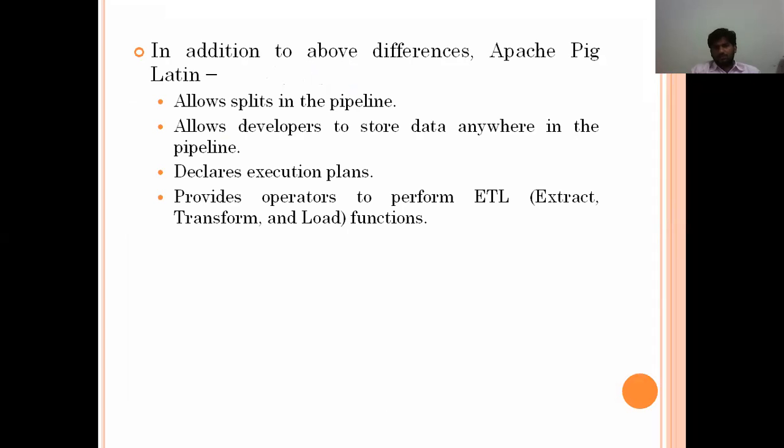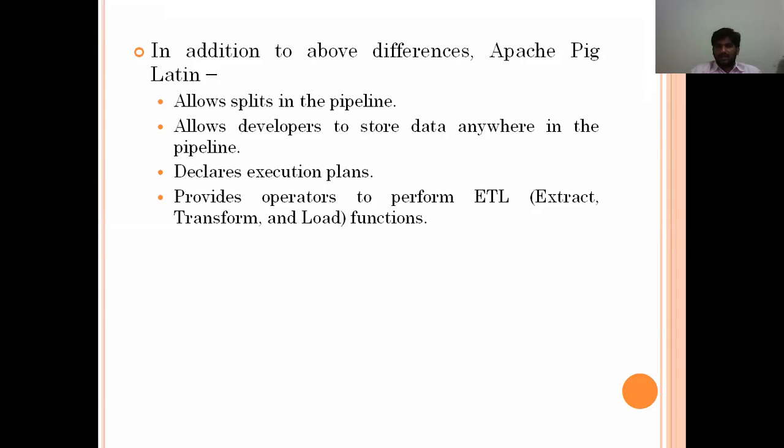So in addition to the above differences, Apache Pig Latin, these are things we already discussed also. Not only these are the things. In addition, it allows splits in the pipelines. It allows the developer to store data anywhere in the pipeline, declare the execution plans, and provide the operators to perform extract, transform, and load, that is ETL. Extract, transform, and load functions are also provided by Apache.